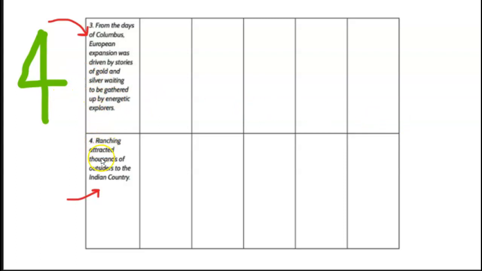Then for number 4, ranching attracted thousands of outsiders to the Indian country. There are 2 prepositional phrases here. So again, you're going to be asked what they are, and then you're going to be asked to sort them. When you're done with your Schoology assignment, you are done for this lesson for today. Great job!